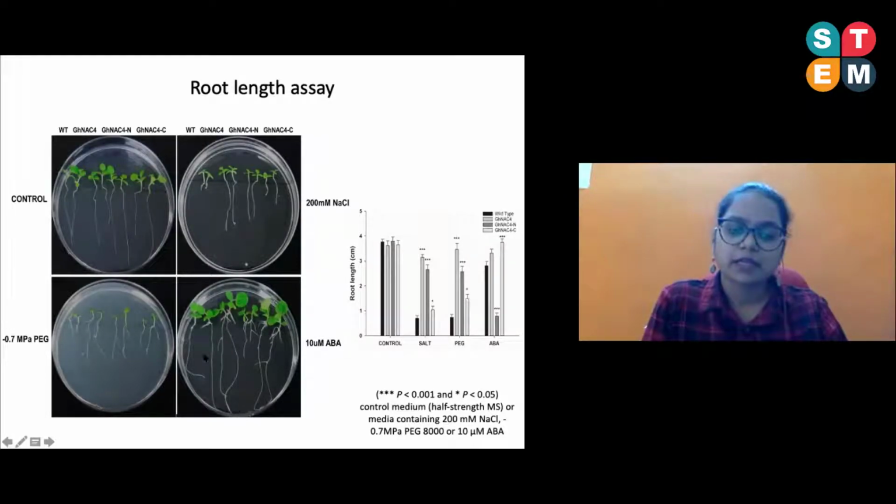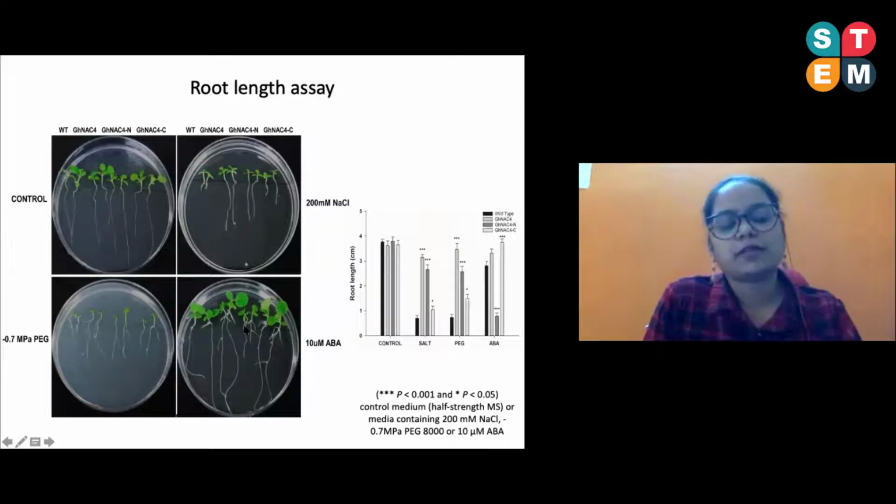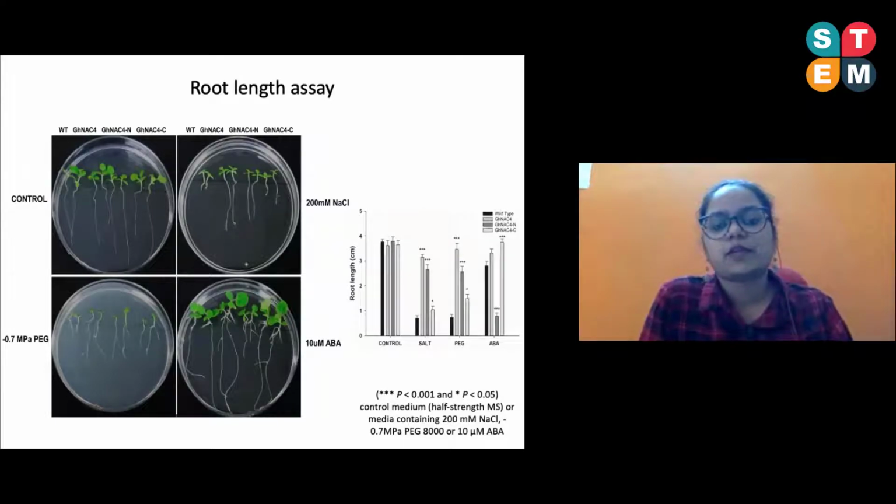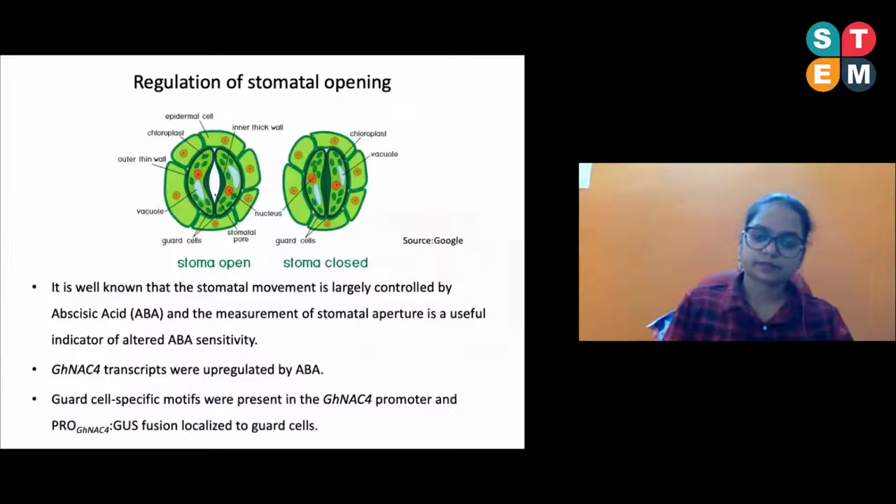And under ABA, in ABA media, the N-terminal domain transgenics had very poor growth. This further confirmed our hypothesis that both the domains are responsible for the stress tolerance capabilities of GH-NAC4, while the N-terminal domain was responsible for the ABA receptivity.